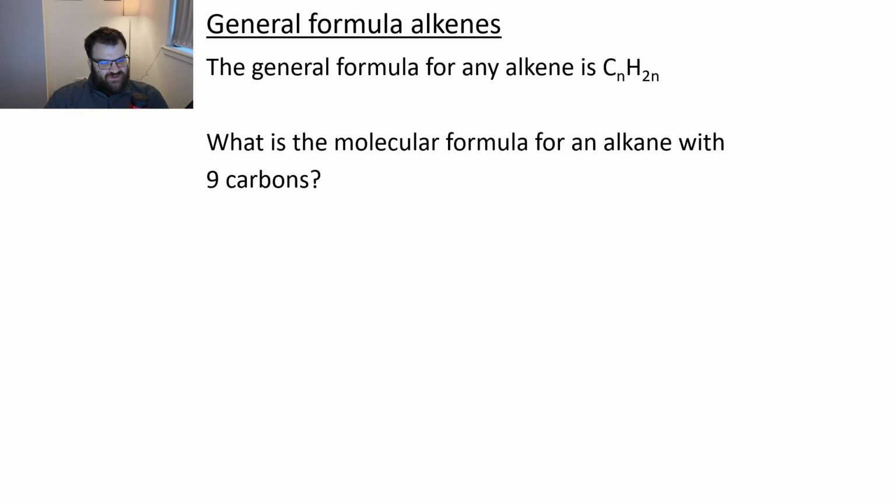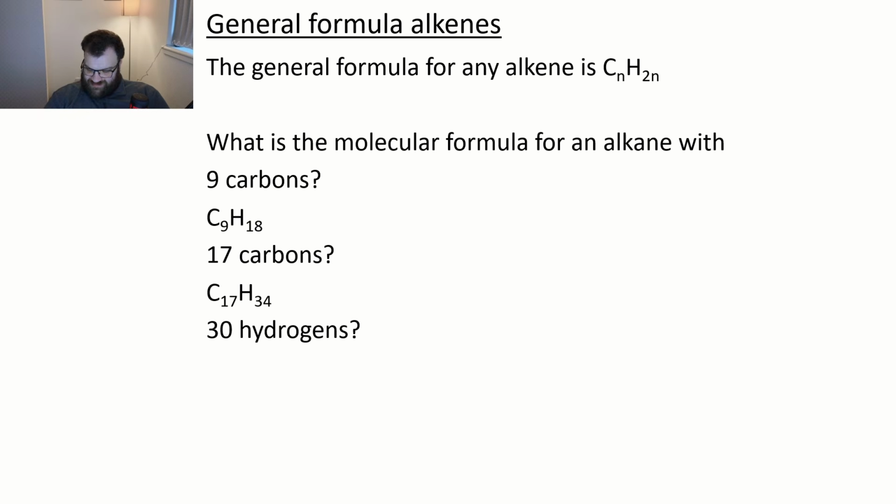As some examples, if you have 9 carbons, you're going to have 18 hydrogens in your chemical. For 17 carbons, you'd have 34. This time, we've got 30 hydrogens, so it has to be 15 carbons. And then for 44 carbons, it'd be 88 hydrogens.